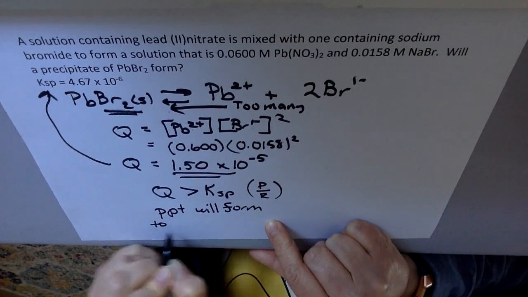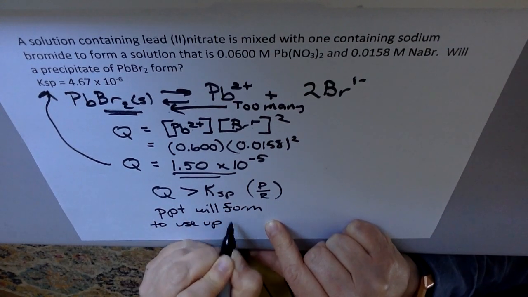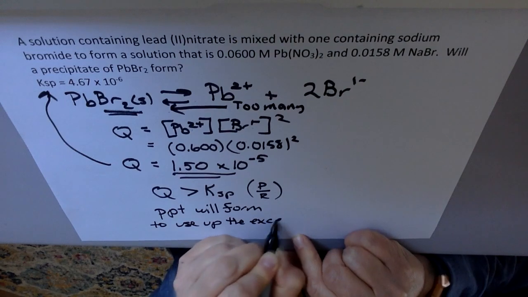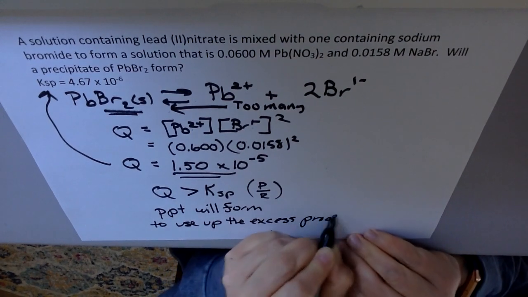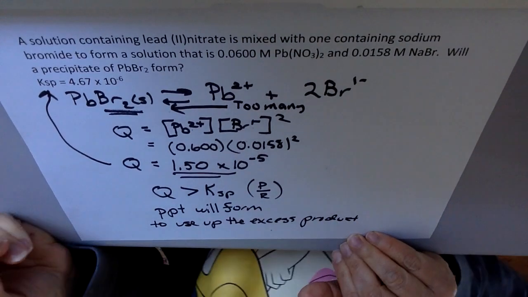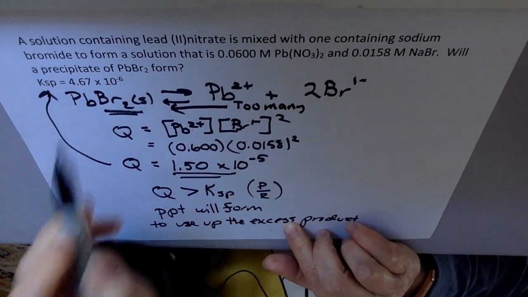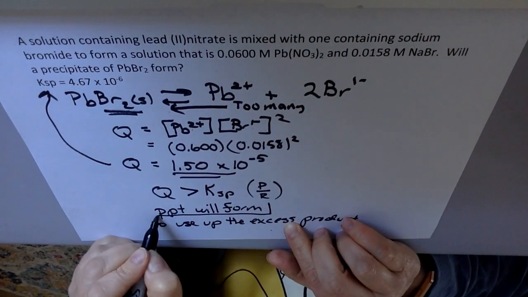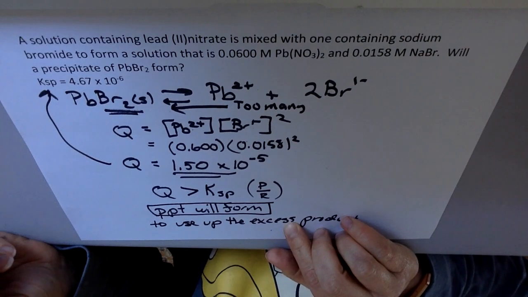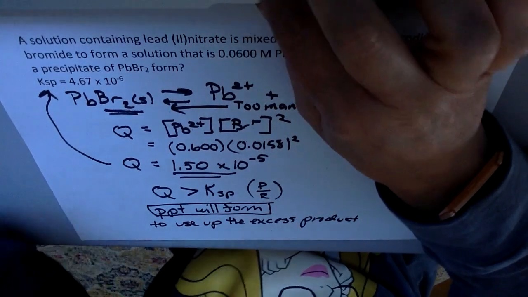to use up the excess products. And again, the products are the dissolved ions. So the answer to this question, will a precipitate form, is yes. And that's how you do this.